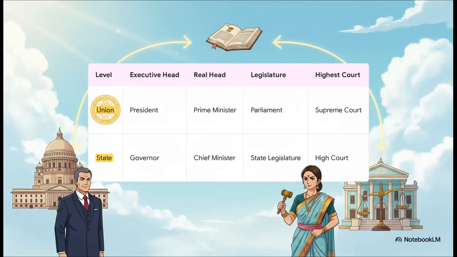At the union level, you have the president. At the state level, the governor. The real head at the union level is the prime minister. At the state level, it's the chief minister. Parliament becomes the state legislature. The Supreme Court becomes the high court. See? It's the same blueprint, just scaled down.